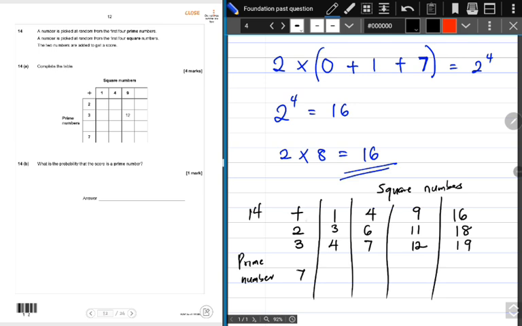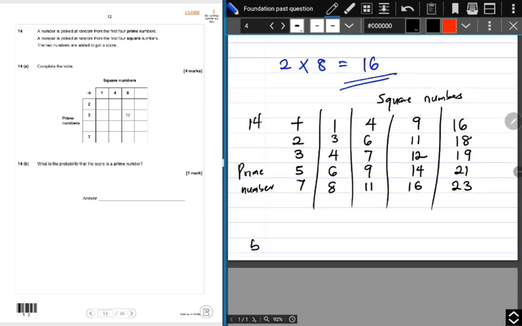Now the prime numbers, this is going to be 5. So 5 plus 1 is 6, 5 plus 4 is 9, 9 plus 5 is 14, and this is going to be 21. Then the last one, we have 8, 1 plus 7 is 8, 7 plus 4 is 11, 7 plus 9 is 16, and 7 plus 16 is 23. So that is how to fill the first table.